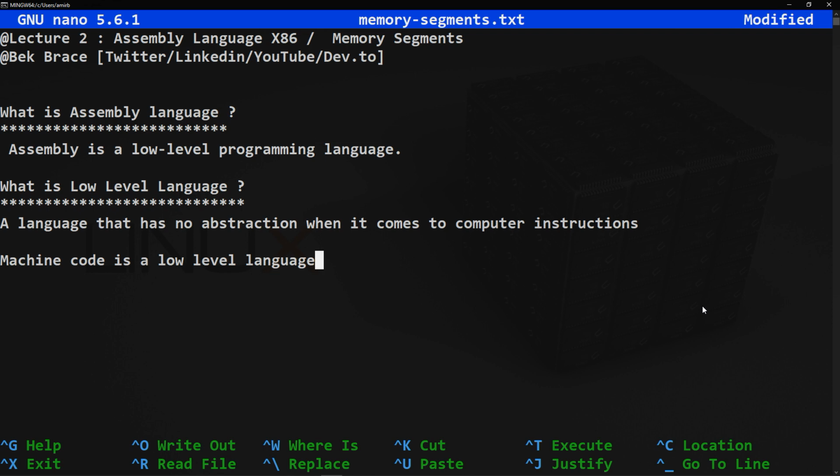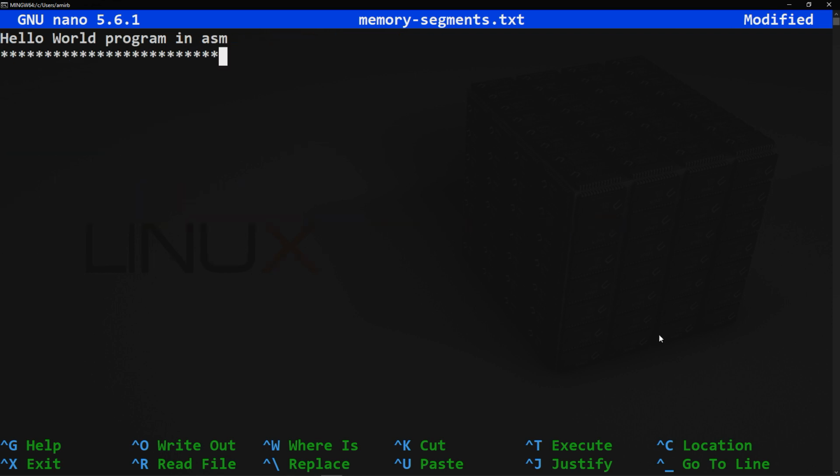Also, assembly language is converted into executable machine code by a utility program referred to as an assembler, like we have seen last time, NASM, and we also said that we have other assemblers like GAS, which is the GNU assembler, or MASM, which is the Microsoft assembler. And we have also seen previously how to convert an ASM file to an object file, then to link that object file to create an executable. So today's topic is memory segments.